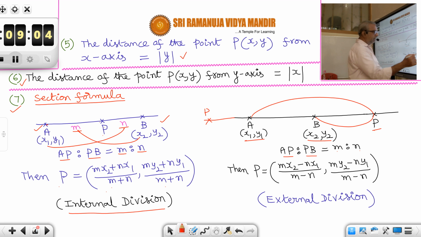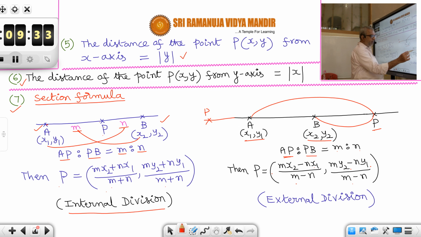I am putting minus sign for n. That is why I am using in the section formula, you see, mx2 minus nx1 by m minus n. Similarly, y coordinate is my2 minus ny1 by m minus n. So in place of plus n, if you put just minus n, then you get the coordinates of the point P which divides AB externally.